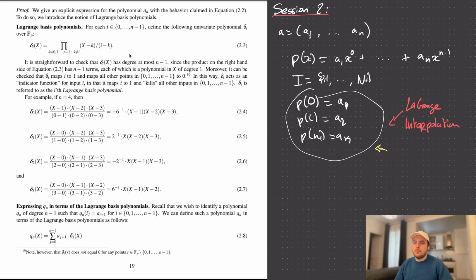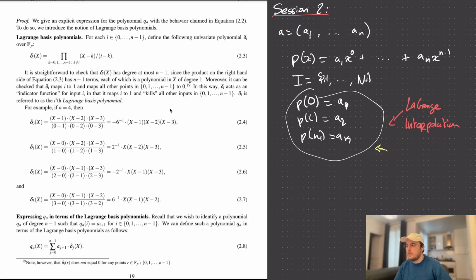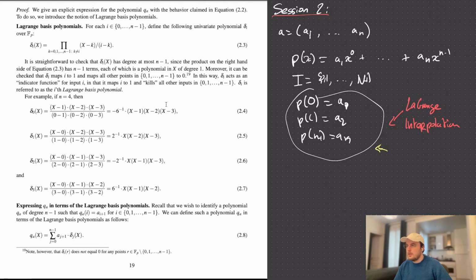I think it's very formal. We give an explicit expression for the polynomial Q of a with the behavior claimed in expression 2.2. To do so, we introduce the notion of Lagrange basis polynomial. Maybe we need to read that still.